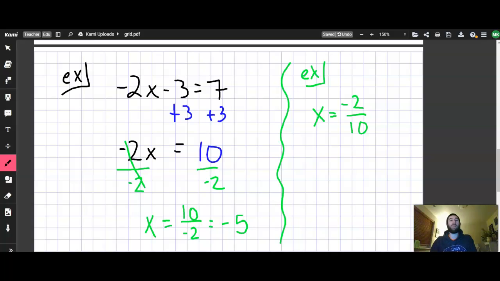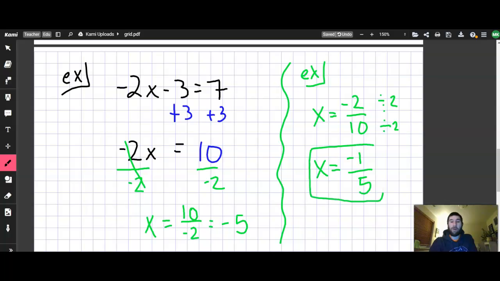To reduce the fraction, we look at the number that's common in both the top and bottom, and we divide by that number for both. For 2 and 10, the number 2 goes into both. 2 goes into itself, and 2 goes into 10. So when we divide by the 2 on both the top and bottom, anything divided by itself is 1. That's what I mean when 2 goes into itself one time. So negative 1 on top, and on the bottom, 10 divided by 2 is 5.